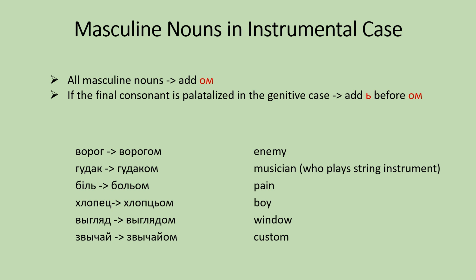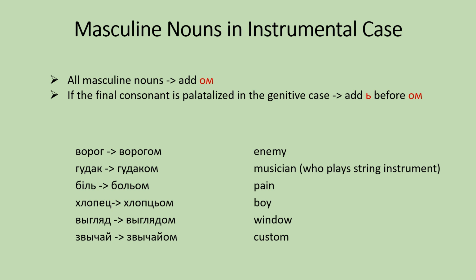To put a masculine noun in the instrumental case, one needs to do the following. For all masculine nouns, add om. If the final consonant is palatalized in the genitive case, add miyaki znak before om. Let's look at examples below. Voroch, meaning enemy, becomes vorohom.